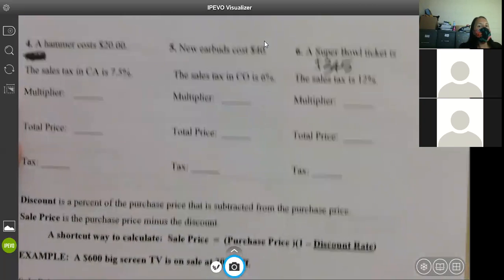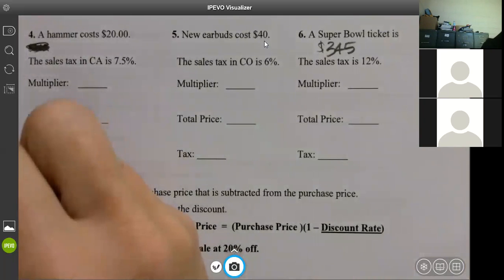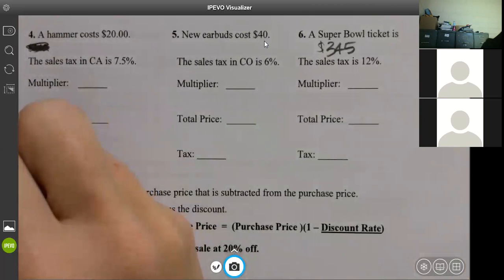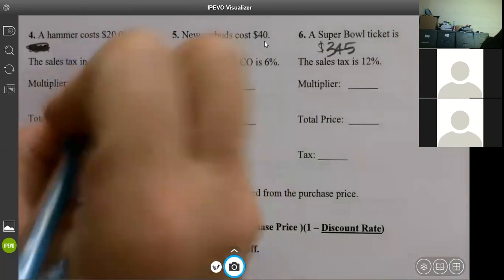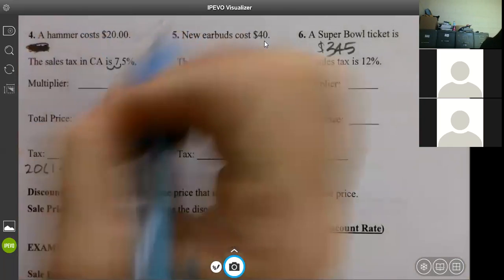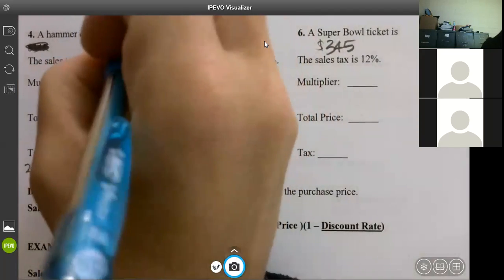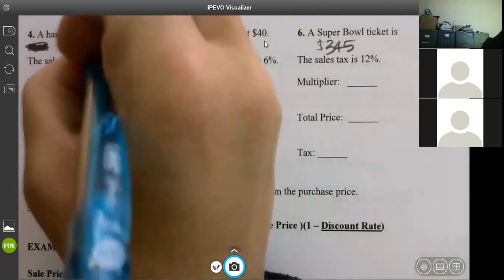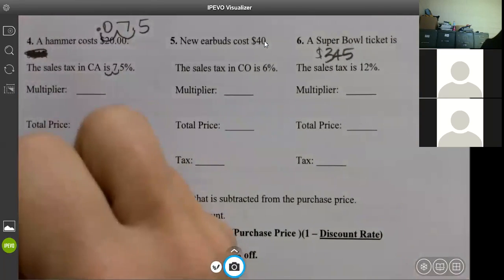All right, a hammer costs $20. The sales tax in California is 7.5%. So what is my formula? Times? 1 plus. Okay, make sure you move that decimal the correct way. Watch it, guys. 1, 2, so 0.075.